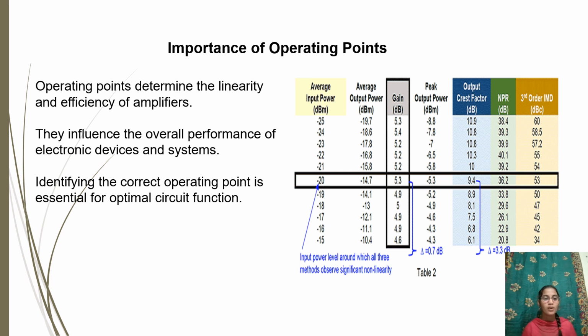Importance of operating points. Operating points determine the linearity and efficiency of the amplifier. They influence the overall performance of the electronic device and systems. Identifying the correct operating point is essential for optimal circuit functions. If the operating point is in forward bias, then it gives effective outputs.